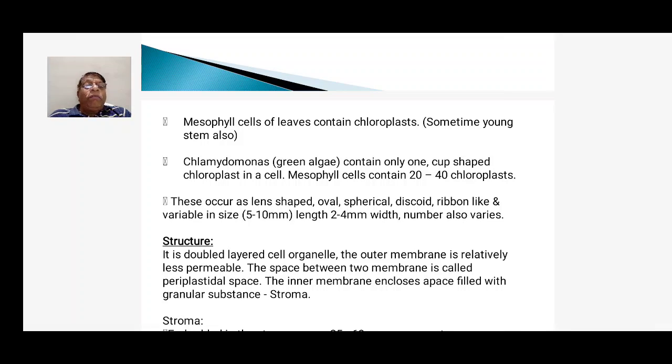Now, the number of chloroplasts, the shape of the chloroplast, the size of the chloroplast, let us study. The number of chloroplasts varies. A plant is there by name Chlamydomonas. Chlamydomonas, a green alga, which contains only one cup-shaped chloroplast in the cell.